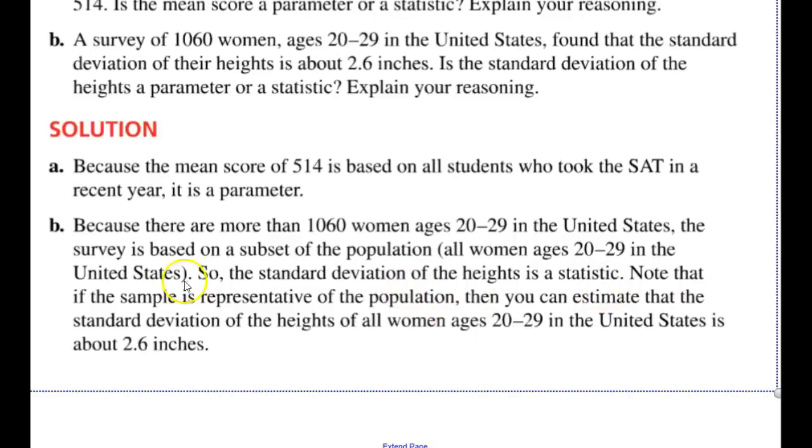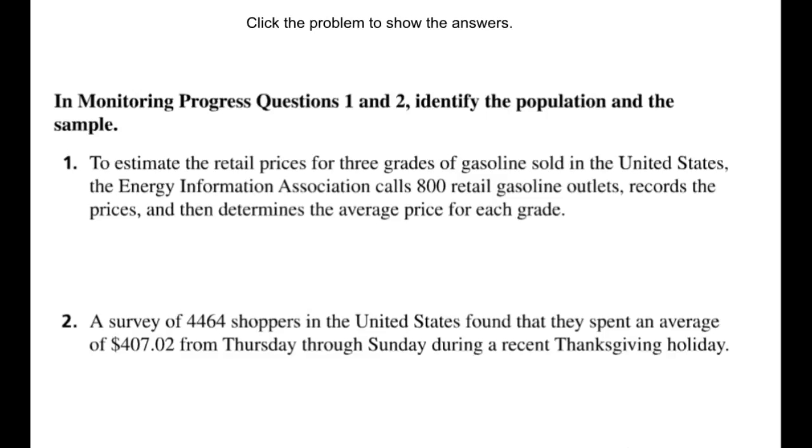If I know that my sample is representative of the population, meaning, and we'll talk about this again in the future, that I have a good representation of everybody, then I can estimate that the standard deviation of all women would be 2.6 inches. So if my sample is a good representation of my population, I can use that statistic to estimate my parameter. Now try this and think about it. First think about, are we looking at the population or am I looking at a sample? And then am I looking at a parameter or a statistic? That can also help us when dealing with data.